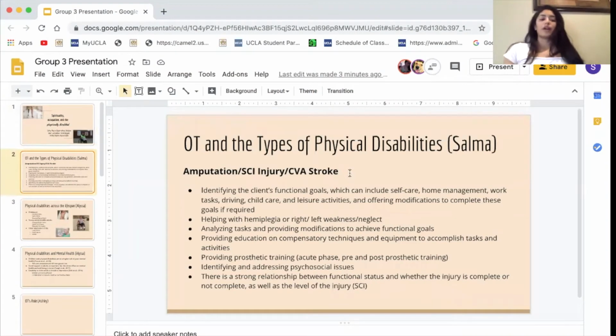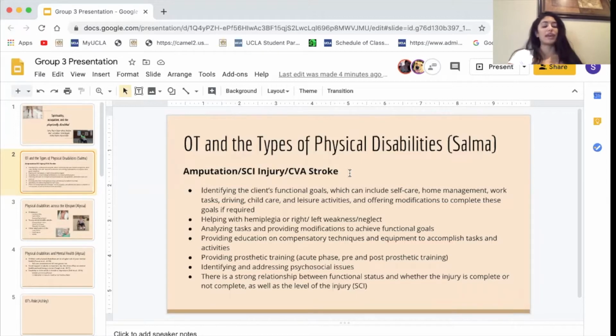Okay, so OT and the types of physical disability. I have narrowed down amputation, spinal cord injury, and stroke, and with these types of disabilities, we're trying to identify the client's functional goals, which can include self-care, home management, work tasks, driving, childcare, leisure activities, and offering modifications to complete these goals if required.